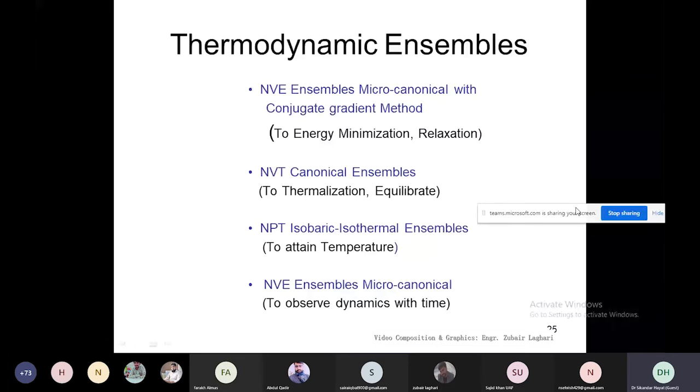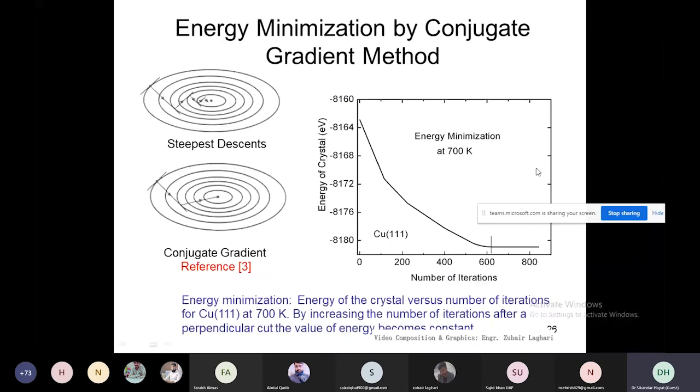Now, first of all, energy minimization by the conjugate gradient method. The left side represents two photos, one with the steepest descent approach and the other, the lower one, with the conjugate gradient method. This is an optimization way to relax the structures on the surfaces. Atoms just relax towards the inside of the bulk, and the way the crystal as a whole relaxes can be seen here.